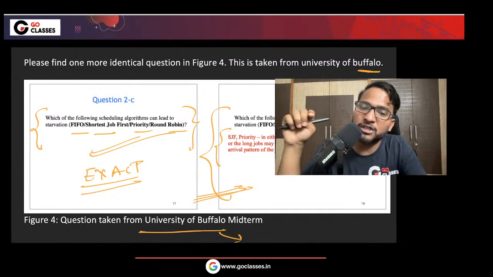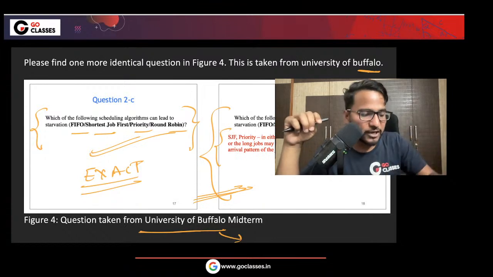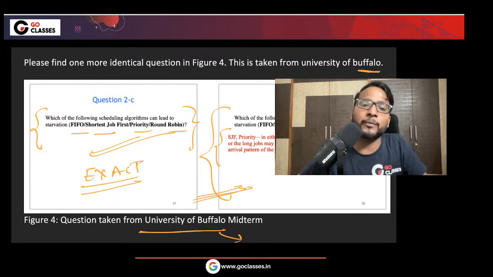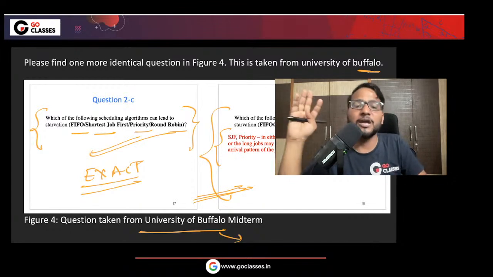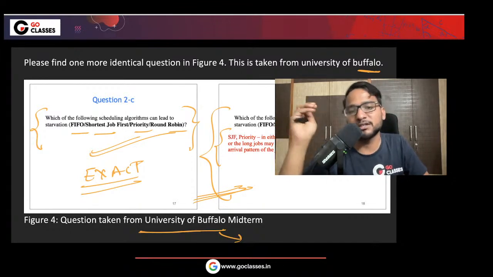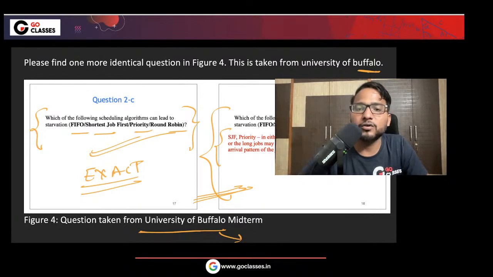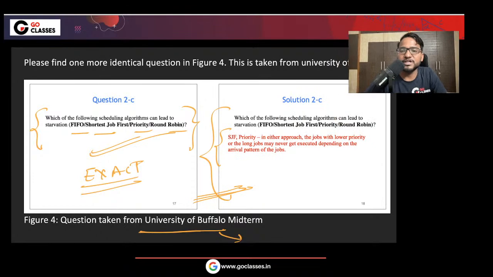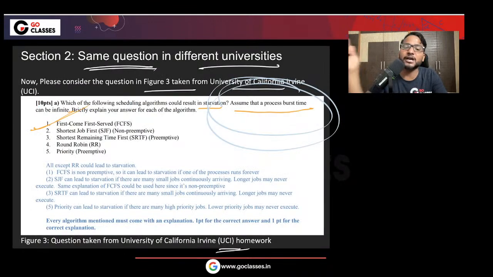Then we found this Buffalo question. They are saying that if you are asking a question and not mentioning the infinite burst time, then by default they are taking it. If you are not mentioning, then by default they are taking it, right? As you can see in this Buffalo question. So we came up with the conclusion that if you really want to say that FCFS causes starvation, then you should mention this explicitly. That's what we have found from the standard sources. I'm not saying it from my own idea. These are the standard sources I'm talking about, right?